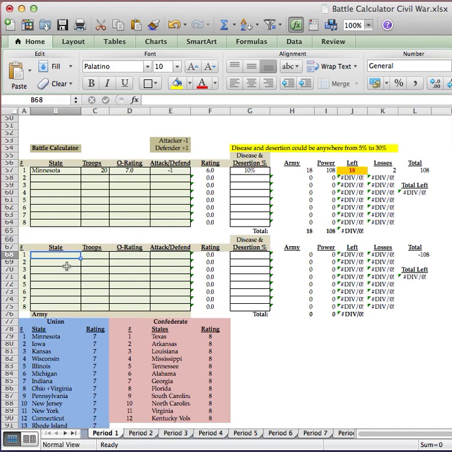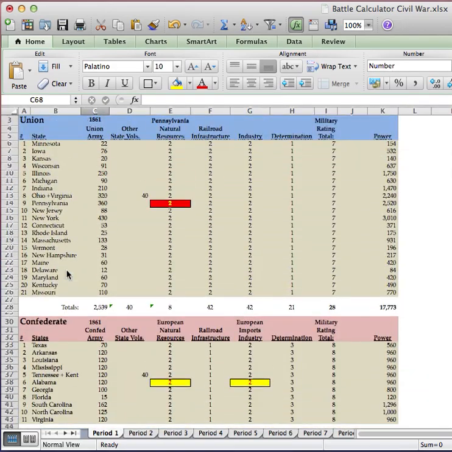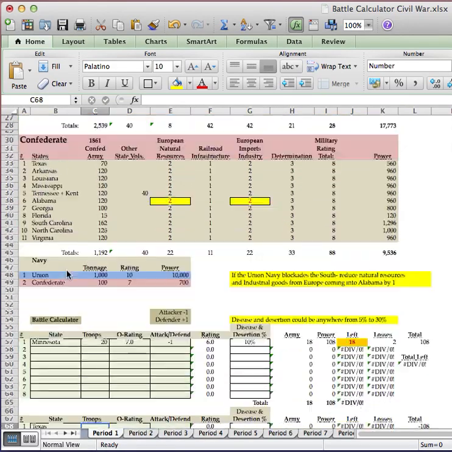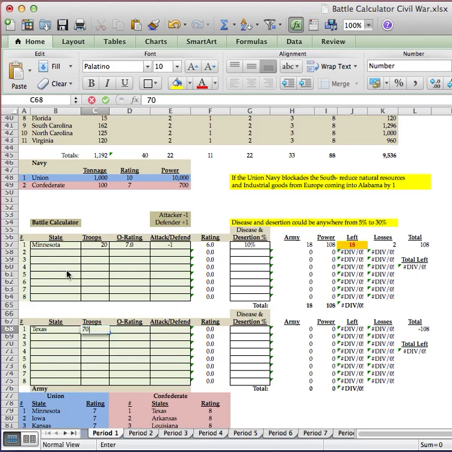And we'll say that the Minnesota contingent is going to invade, we'll just use for an example, Texas. Okay, so we'll say Texas, looking at the number of troops Texas has, we'll start with a 70, and their rating is at 8. They're going to get +1 because they are defending. Disease and desertion, we'll say, is at 0.2 or 20%. And so we already have our outcome of the battle.